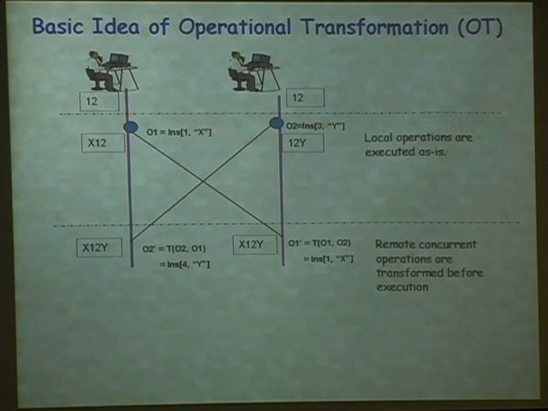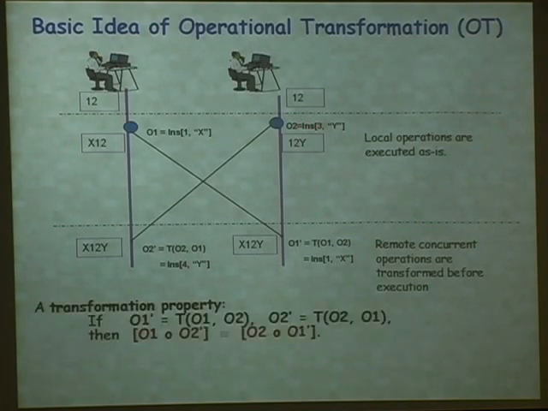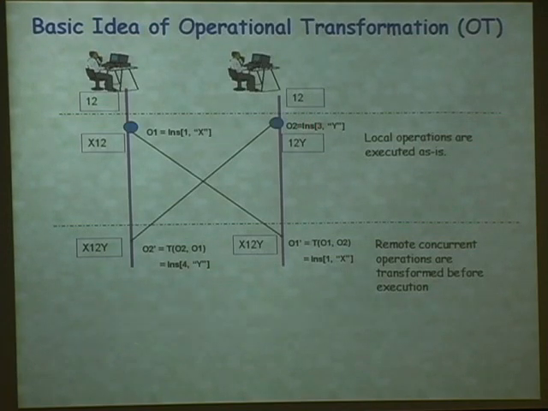Now, with operational transformation, a remote operation arriving at the remote site will not be executed in its original form. It will be transformed against another concurrent operation. In this case, this transformation doesn't change anything with regard to this parameter. There's no change. For what reason I will explain later.